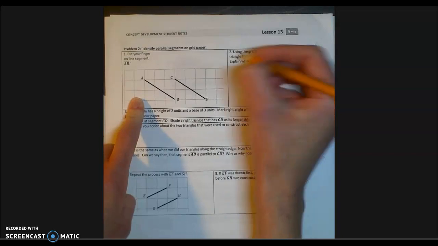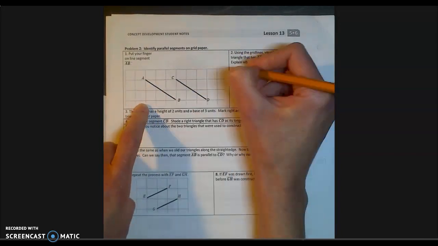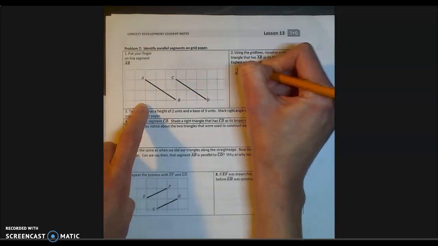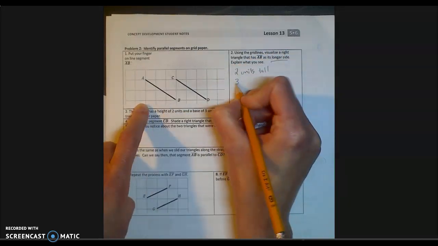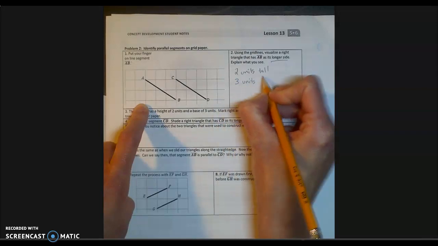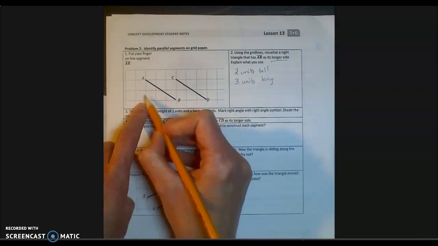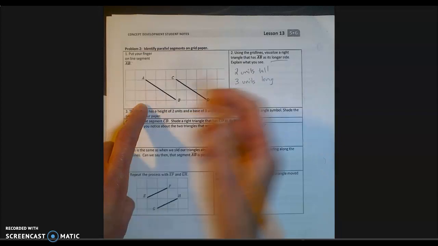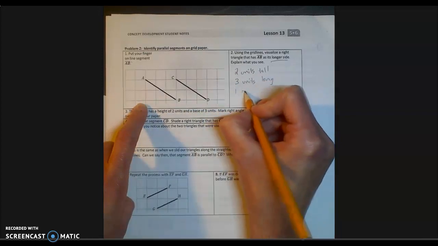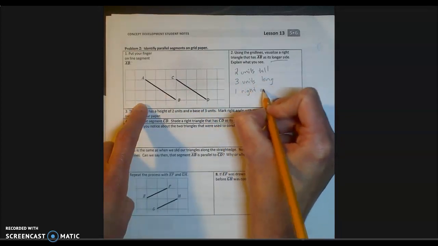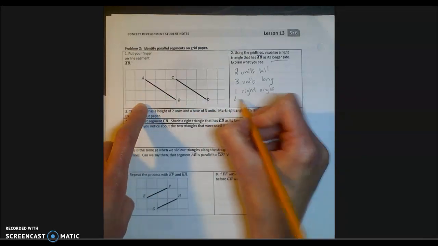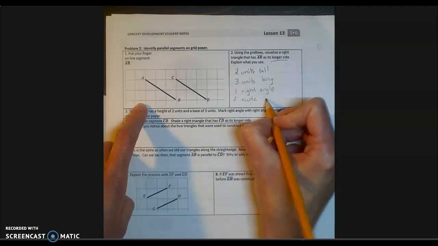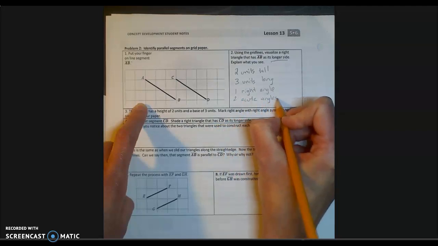Well, I would see that our triangle is 2 units tall, and 1, 2, 3 units long. And I would say that this right here would be a right angle, so we have 1 right angle, and these 2 would be 2 acute angles.